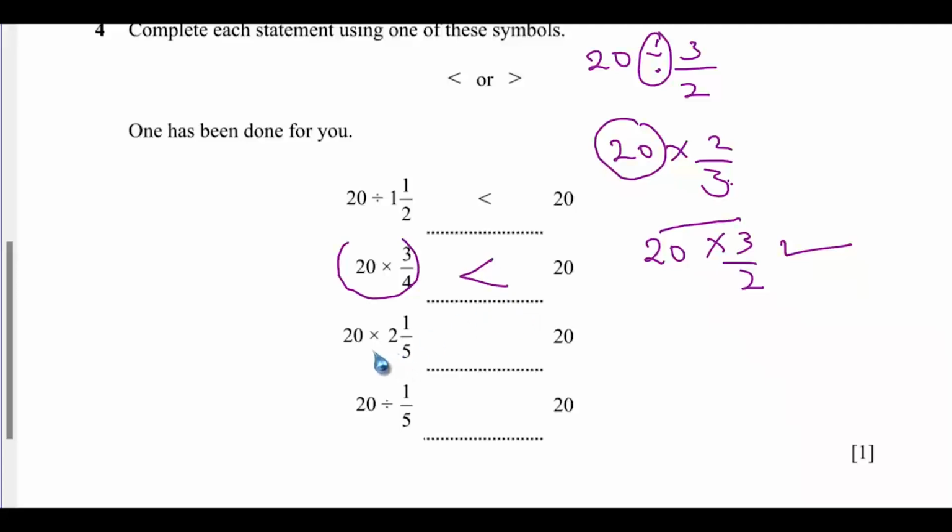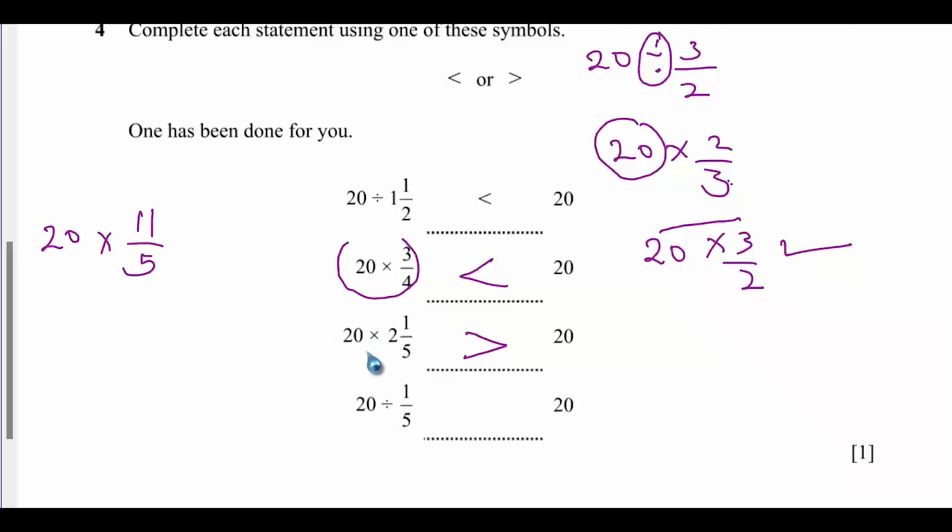So the next one, you have 20, okay, multiplied by 2 whole 1 out of 5. So we can write it as an improper fraction. That will be 5 times 2, 10. 10 plus 1, 11. That is 11 out of 5. So the fraction here is 11 out of 5. The denominator is smaller than the numerator. That means we are dividing by a smaller number. So of course, the output will be greater than 20. It will increase it. So you have greater than here.